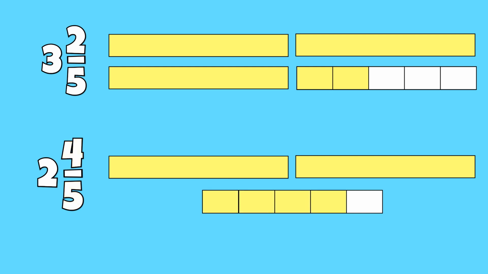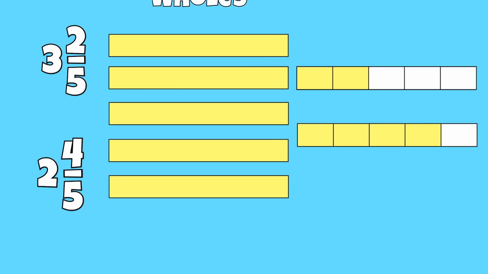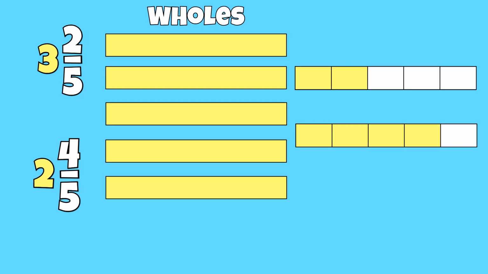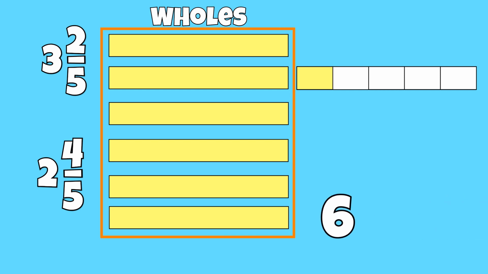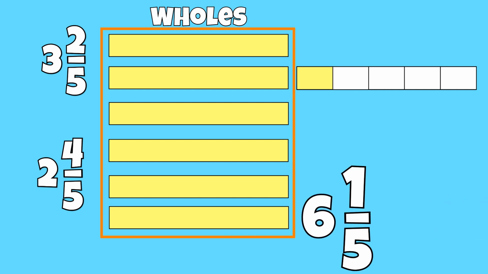To add both mixed numbers together, we can begin by combining all of our wholes. 3 plus 2 is equal to 5. If we look at the 2 fractions we have left, we can move one of the shaded parts, or one of the fifths, to 4/5 to complete another whole. We now have a total of 6 wholes and we're left with 1/5.